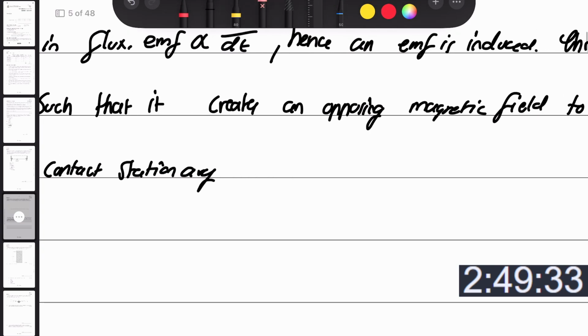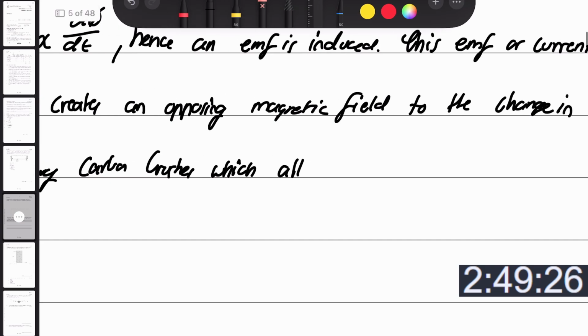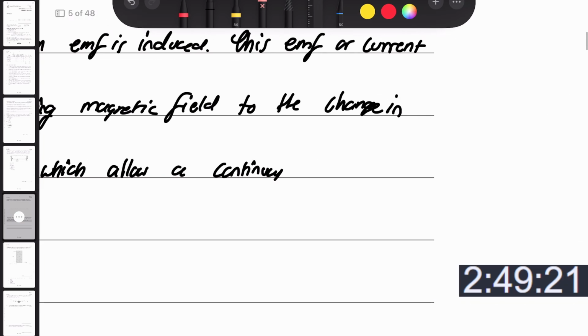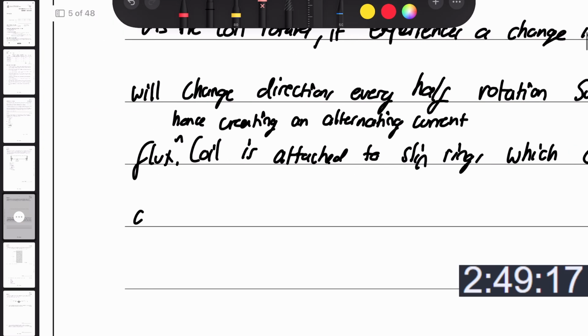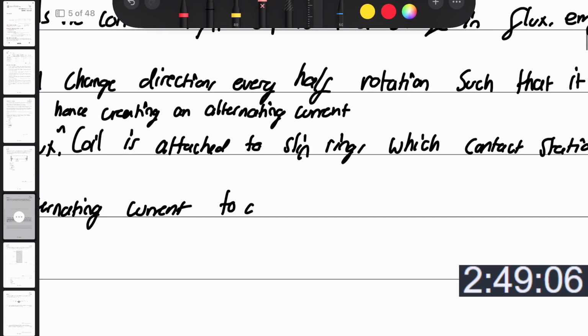Which contacts stationary carbon brushes, which allow for continuous transfer of alternating current to an external circuit.